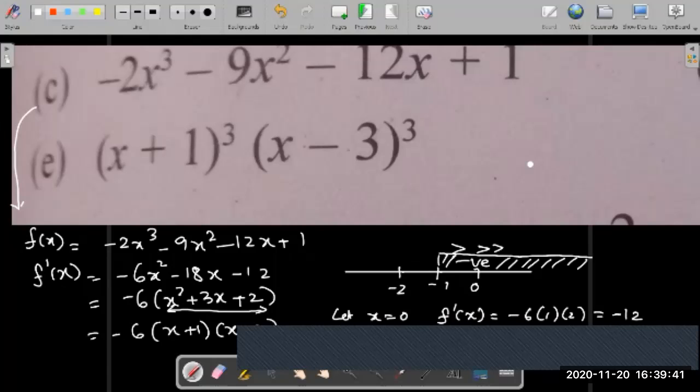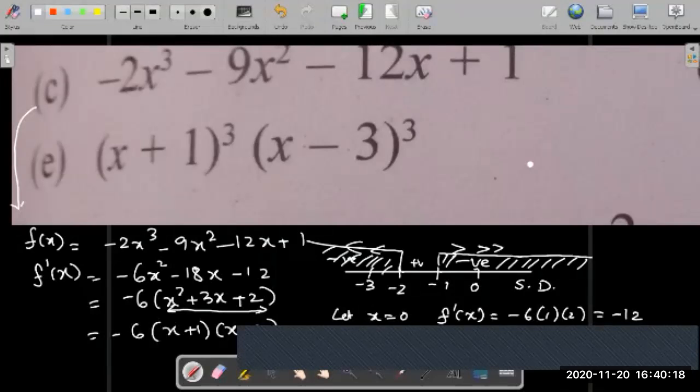So that means it's strictly decreasing. Okay, we will see one more value, minus 3, outside minus 2. So let's say x equal to minus 3. Then we will have f dash x equal to minus 6 into minus 3 plus 1 is minus 2, minus 3 plus 2 is minus 1. So altogether 3 minuses are there, so you will have minus, and this is 12 again. So this is also negative. That means anything on this side also is negative.